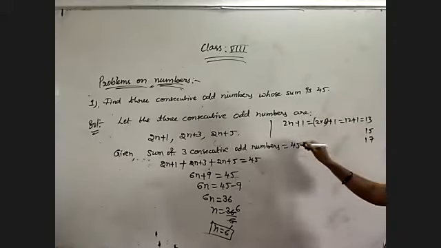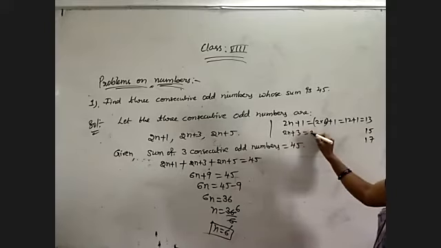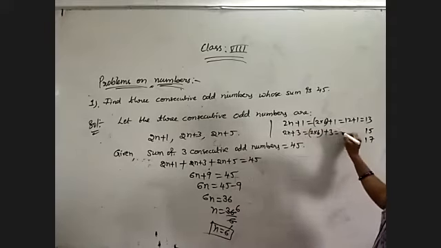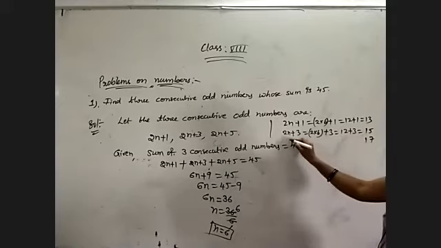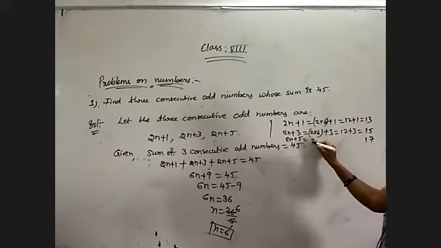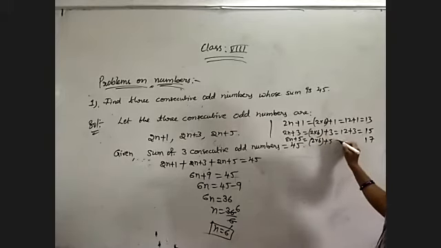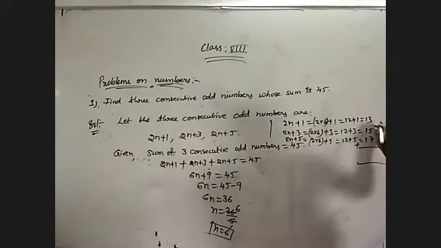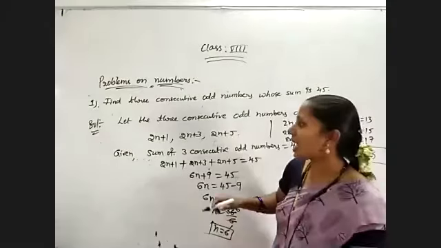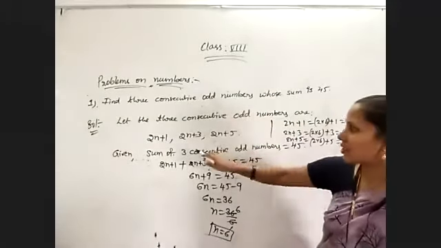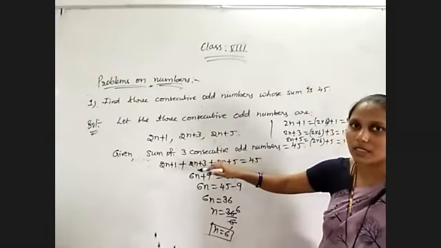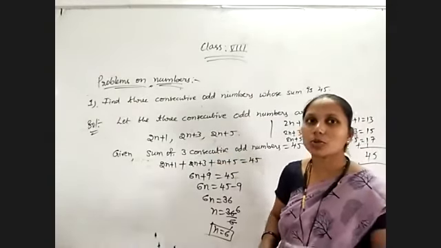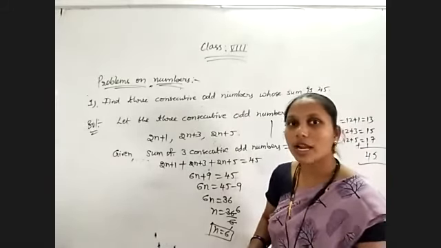Now 2n plus 3 is equal to 2 into 6 plus 3, so 12 plus 3, which is equal to 15. 2n plus 5 is equal to 2 into 6 plus 5, so 12 plus 5, which is equal to 17. Just add their sum: 3 plus 5, 8, 8 plus 7 is 15, 15 plus 13 is 28, and so on to 45. So whatever numbers we got, those are correct. Whenever they ask to find three consecutive odd numbers, remember the pattern 2n plus 1, 2n plus 3, 2n plus 5. If they are asking for even numbers, 2n, 2n plus 2, 2n plus 4, like that you must remember.